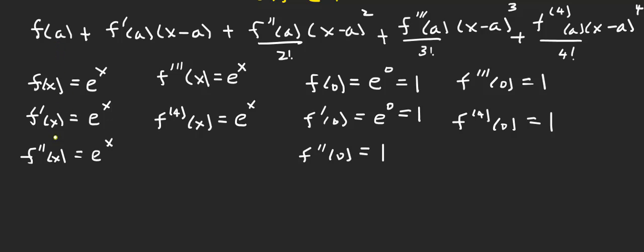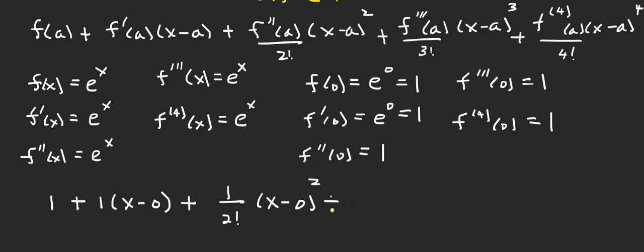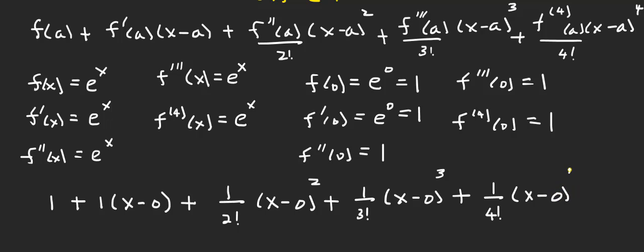So f of 0 is 1 plus f prime of 0 is also 1 times x minus 0 plus f double prime of 0 is 1, so it's 1 over 2 factorial times the quantity x minus 0 squared plus f triple prime of 0 is 1, so 1 over 3 factorial times the quantity x minus 0 to the third plus 1 over 4 factorial times the quantity x minus 0 to the fourth power.